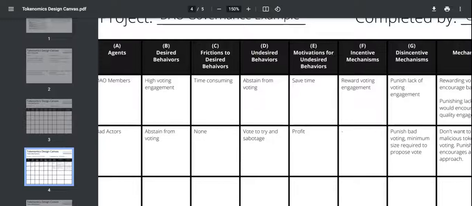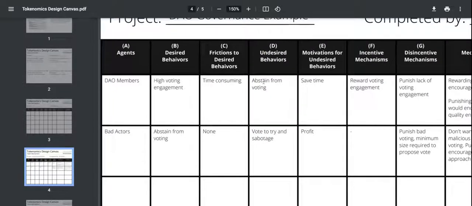Well, it's time consuming, right? They have to look for a vote. They have to be aware that the vote's happening. They have to go and manually vote. They have to maybe claim their tokens back after the vote has finished, etc. In this simple example, the undesired behavior here is kind of the direct inverse of the desired.